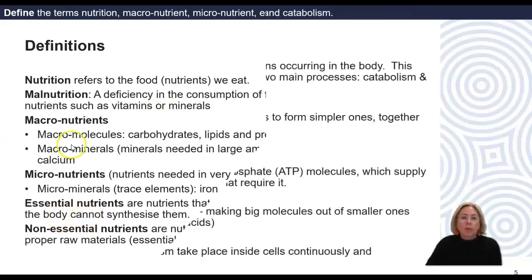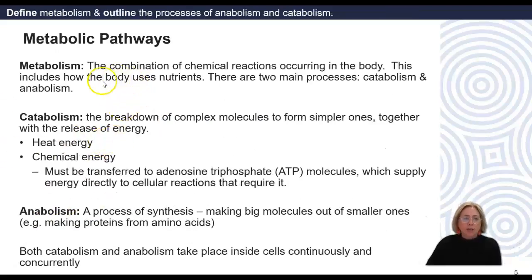Now, we've got a few important definitions on this slide. The first one is looking at metabolism. And metabolism is the combination of all the chemical reactions occurring in the body. And this includes how the body utilizes nutrients. And there are two main processes. They are catabolism and anabolism.